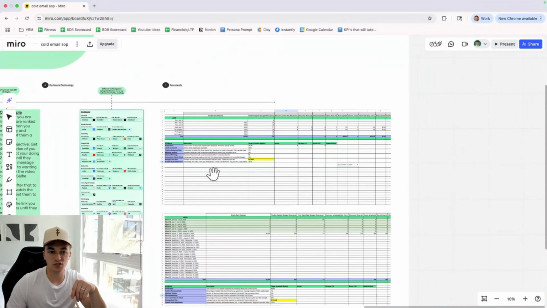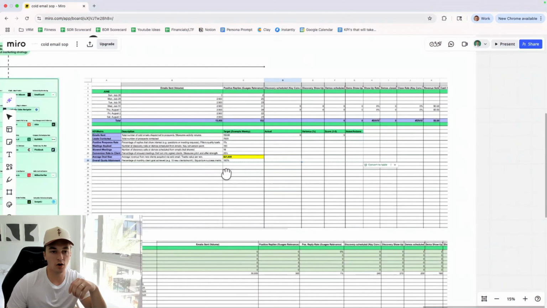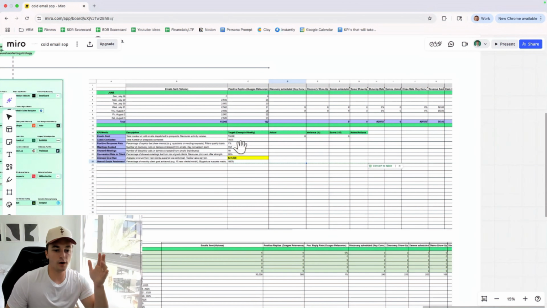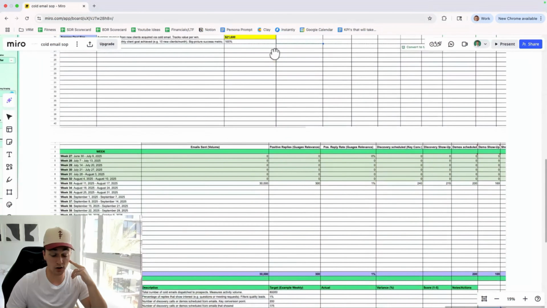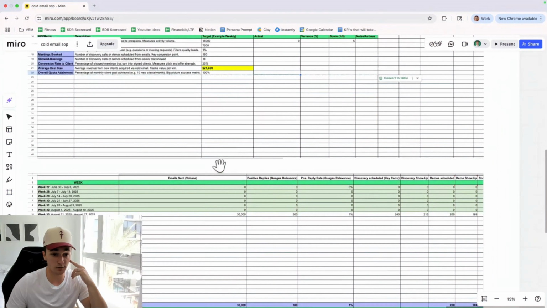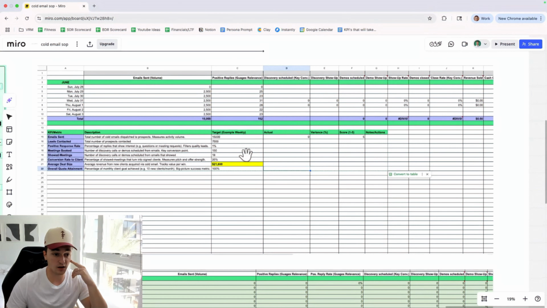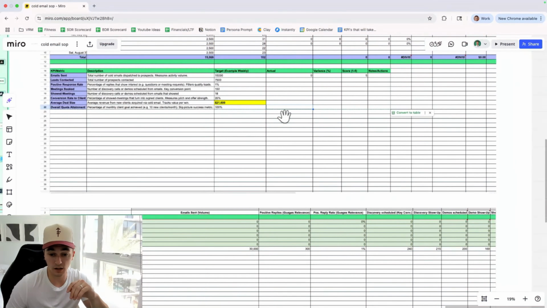Now, lastly, we'll use scorecards for our cold emails and cold DMs. So this is how we forecast revenue, forecast appointment booking, forecast positive replies and leads and stuff like that. So we'll do a weekly one and then we'll do an annual one. So as you can see up here, we put in our volume each day, how many replies we got, discovery calls booked and so on.